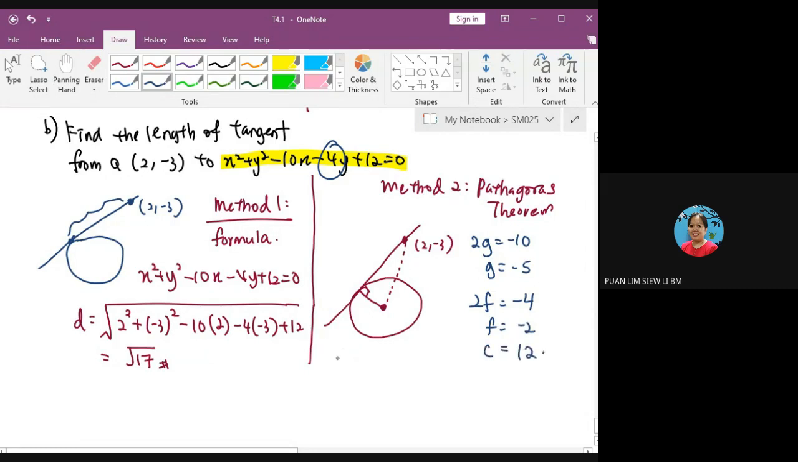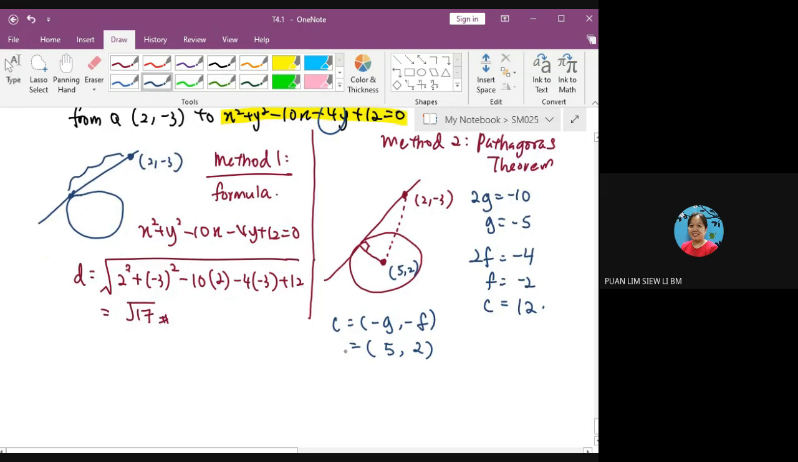Therefore from here we can see the center. Center formula is negative G, negative F, so you have (5, 2). Then what's your radius? For the radius we use the formula square root of G square plus F square minus C. Put in your answer here: G is negative 5, F is negative 2, C is 12. Here will be square root 17. So here is the length, square root 17.